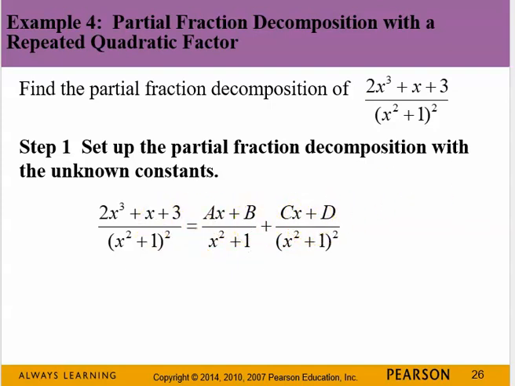And again, following what we've done before, you might say, what are we going to do next? Well, we're going to multiply all of this by our lowest common denominator, which is x squared plus 1, the quantity squared. And we'll see that in the next slide.